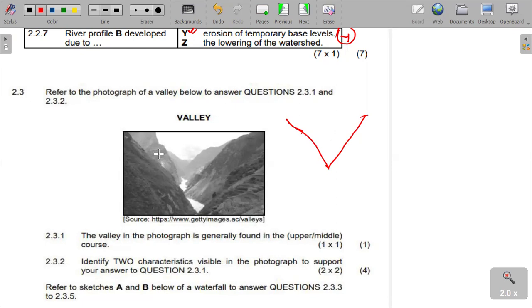We also see interlocking spurs there. As you can see here, this is a point of intersection, and there is another point of intersection there. So this photograph is generally found in the upper course of a river channel. Question 2.1.3. This is found in the upper course.